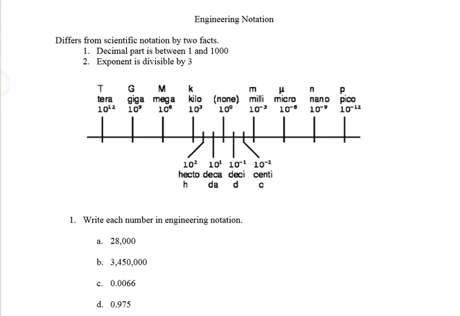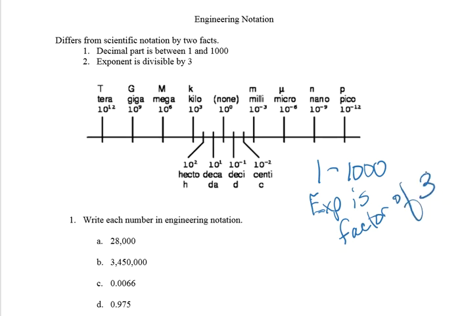So when we talk about the rules, they're a little bit different than with scientific notation. In this case, our numbers need to be between 1 and 1,000, so it won't be any bigger than 999 point something. And then our exponent has to be a factor of 3. So it could be a 3, a 6, a 9, a 12, and so on, or negatives of those same numbers. So we're going to go ahead and start working on the examples that we see in front of us.